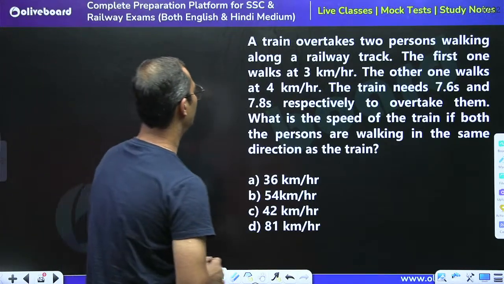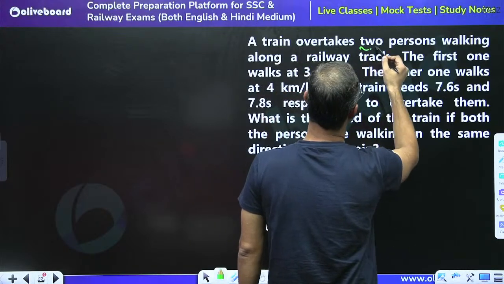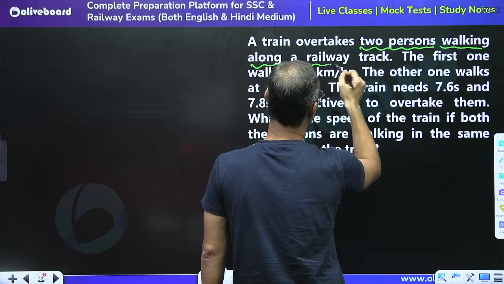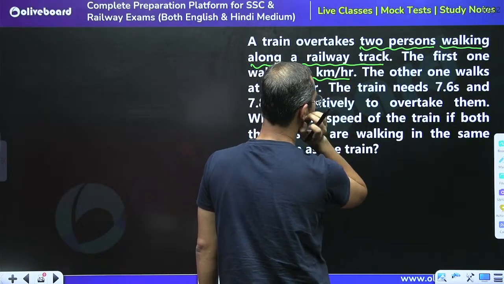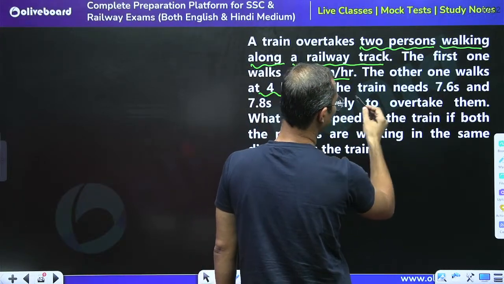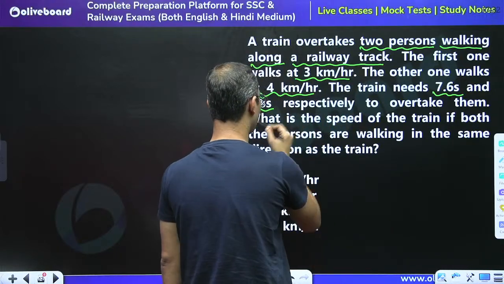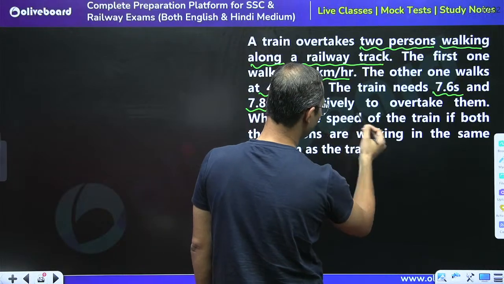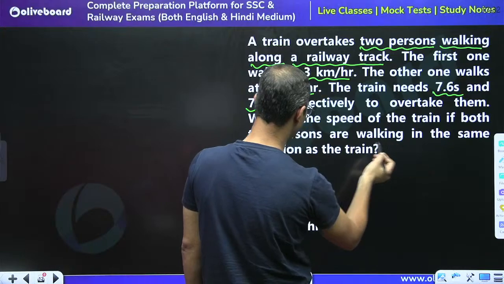A train overtakes two persons walking along a railway track. The first one walks at 3 km per hour. The other one walks at 4 km per hour. The train needs 7.6 seconds and 7.8 seconds respectively to overtake them. What is the speed of the train if both persons are walking in the same direction?